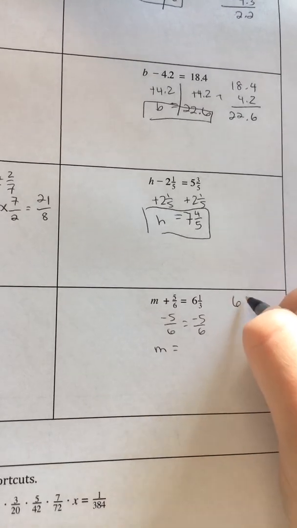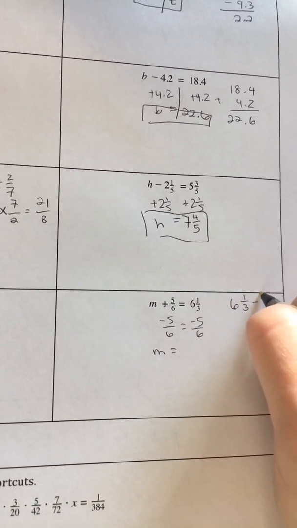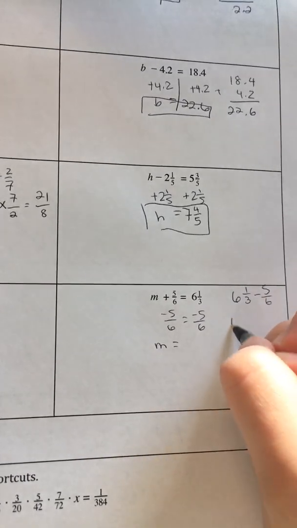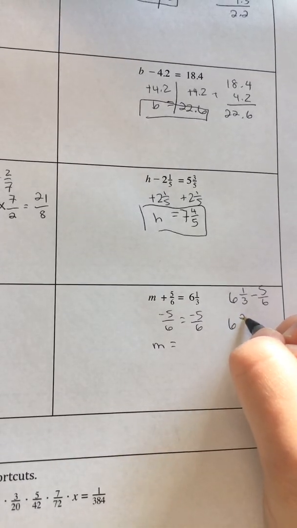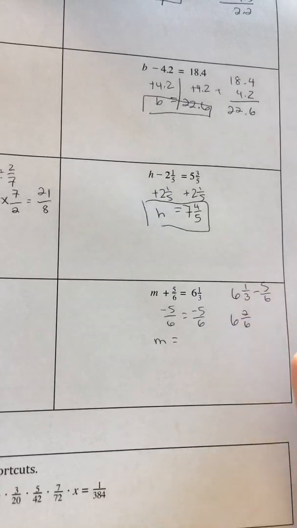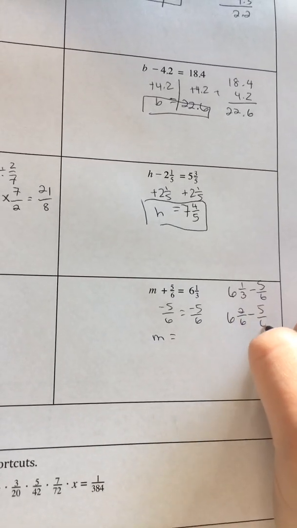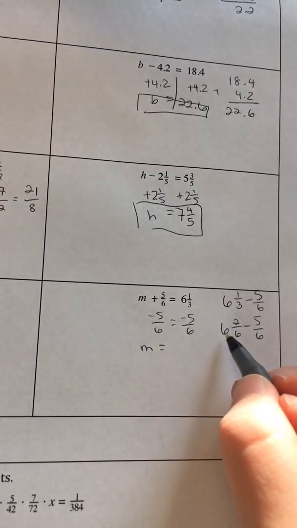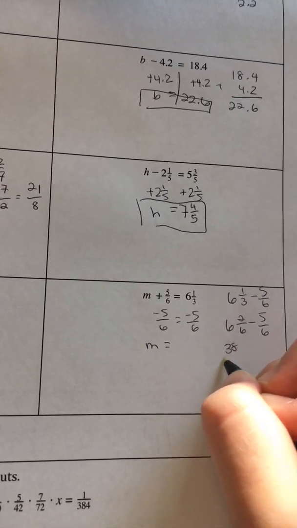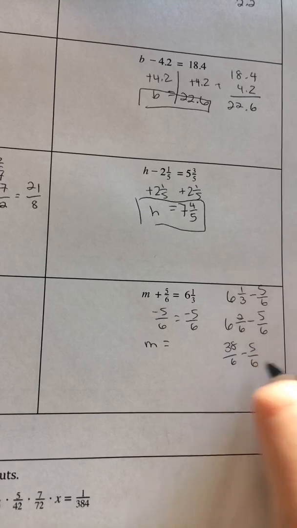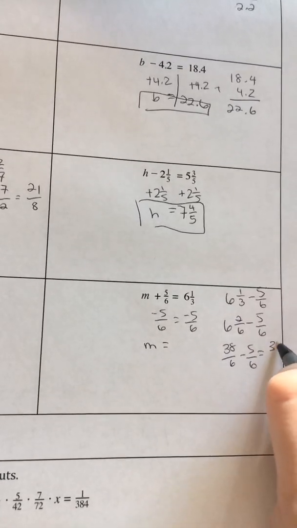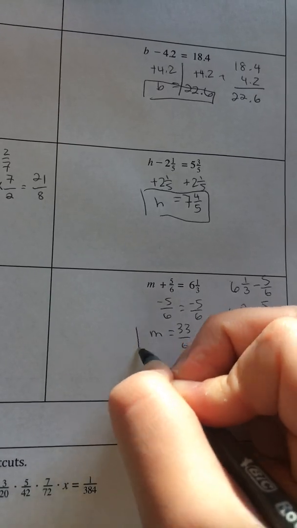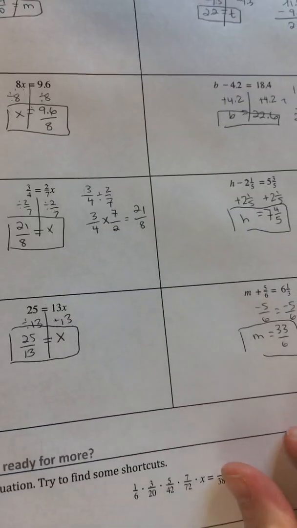I'm going to do some math over here. 6 1/3 minus 5/6. Find a common denominator here. So 6 and 2/6. That's the same as 6 1/3 minus 5/6. And I actually will need to change this into an improper fraction. So I get 38/6 minus 5/6. And the answer to that is 33/6. Let's leave it like that.